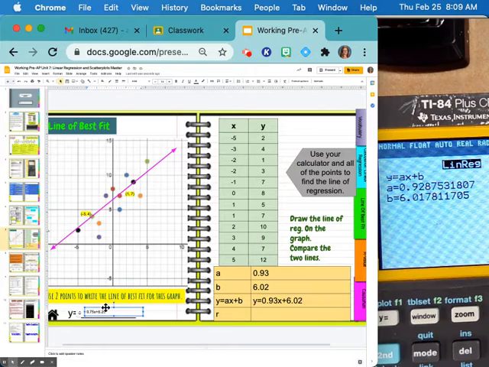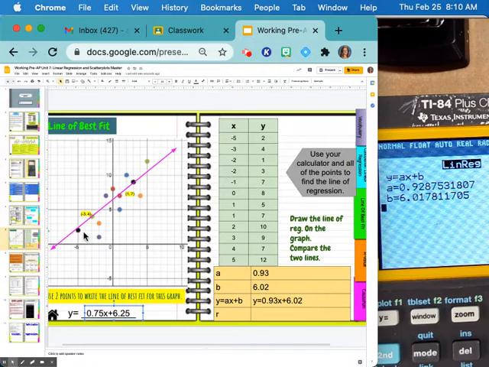Okay, so let's look at that compared to the one that we did. How did we do in comparison? Yeah, so look at our slope and look at the y-intercept. I would say that's pretty close. Slope is off by less than 0.2. And then the y-intercept is off by a little over 0.2. Pretty good.